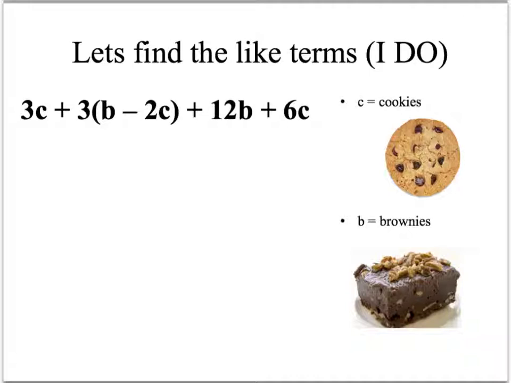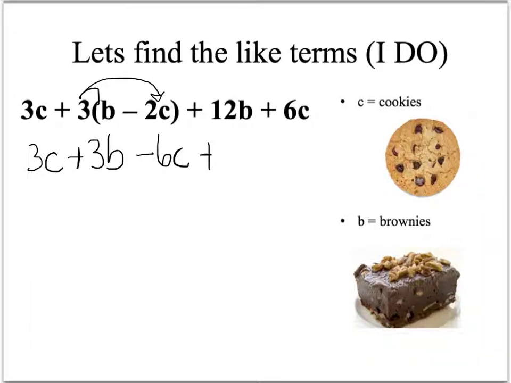I'm going to bring down my 3c, and then I'm going to distribute my 3 to the b, 3 times b, and distribute my 3 here. So 3 times negative 2 is negative 6c. Now I'm done with the parentheses because I've already distributed. Then here I'm going to add 12b and bring down my 6c.